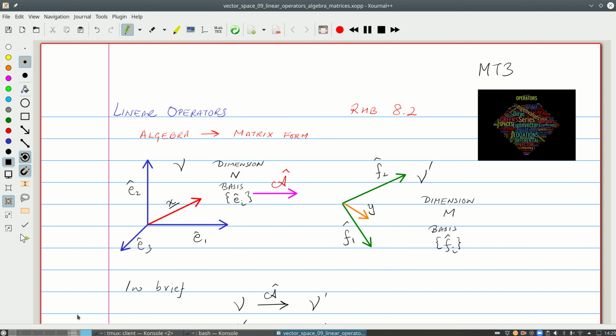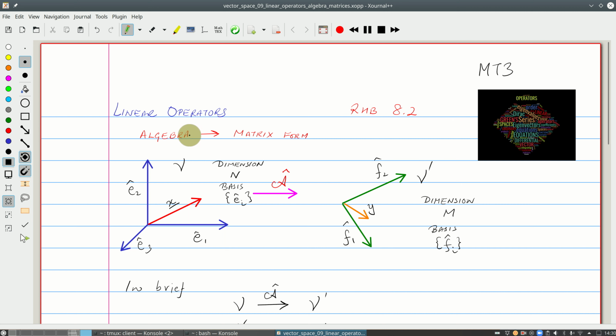In the second of the tutorials on linear operators, still following Riley, Hobson and Bence sections 8.2, here we will look at the algebra of linear operators, and I will show you how a linear operator can be represented as a matrix. Okay, so what are we talking about here? Let's lay down some basics.